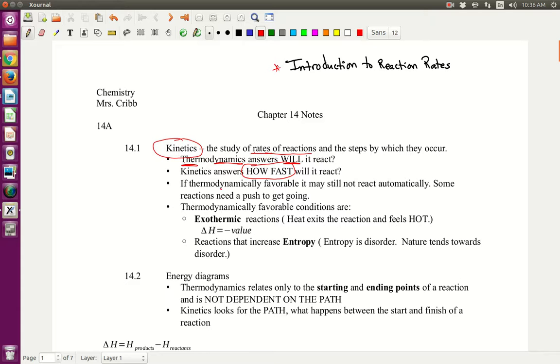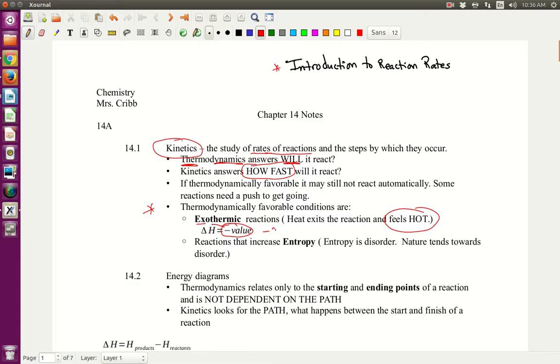If something is thermodynamically favorable, it may still not happen automatically. And some reactions need a push to get going. Now, here are some examples of thermodynamically favorable conditions. Exothermic reactions, which we actually covered in the previous chapter. Remember, exo, it's the therm exiting, it's the heat exiting. It feels hot to you. These are like hand warmers. And in exothermic reactions, we have that negative value for delta H.